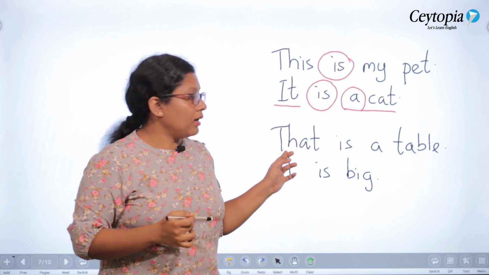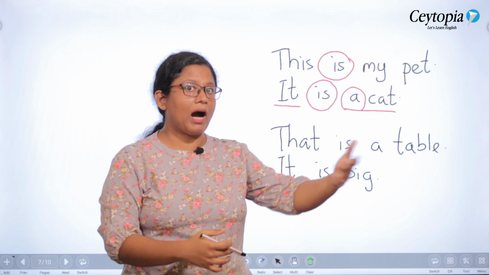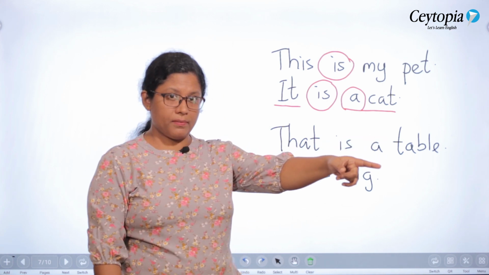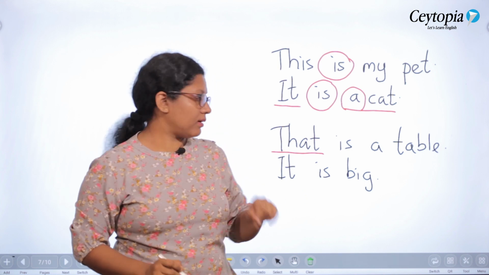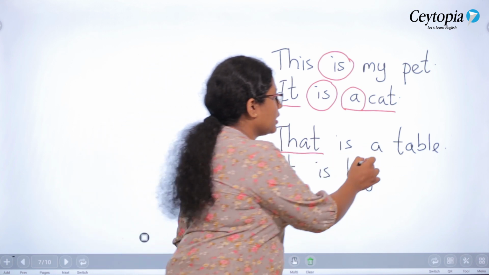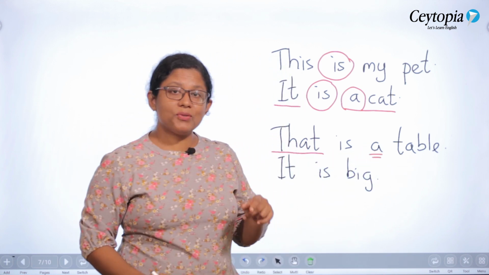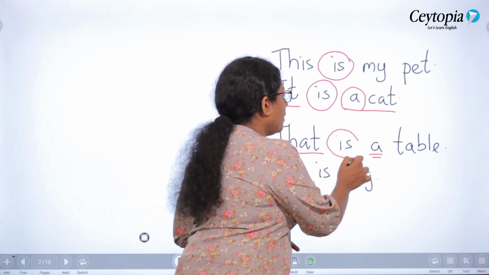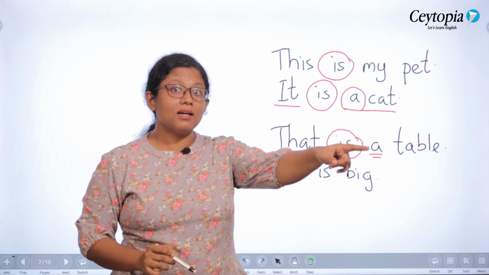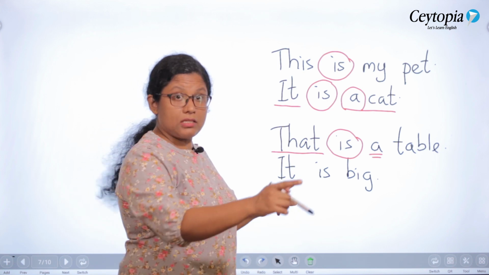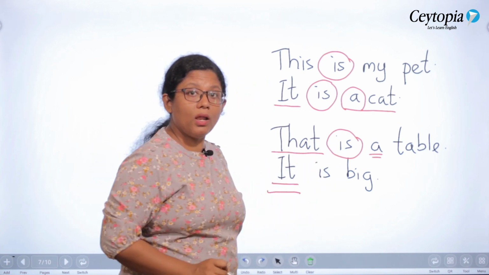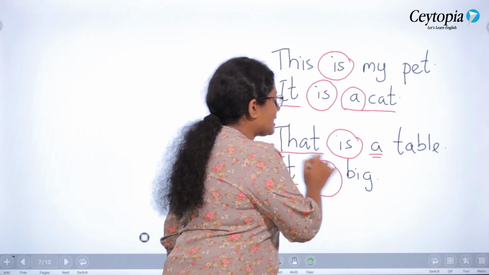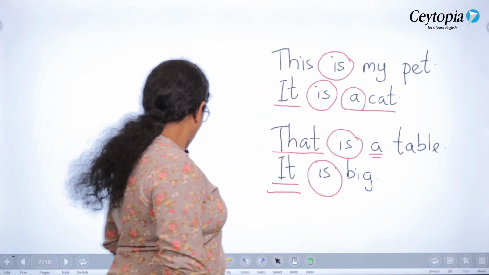Then again I am referring to something far. That is a table. Again that refers to one thing. A table. Singular. Again I am using the singular verb is. That is a table. It is big. It. A pronoun. Singular. Again we are using is. Another example.